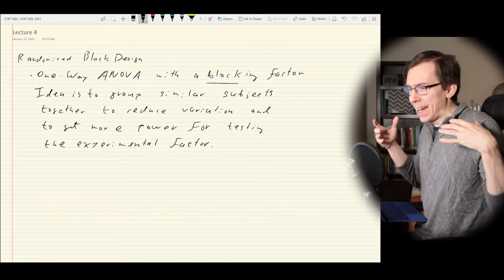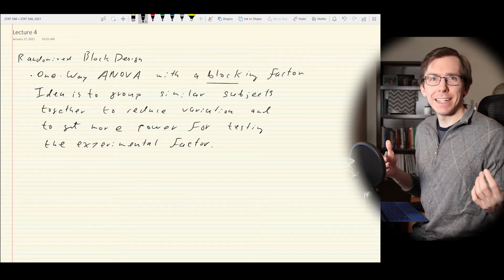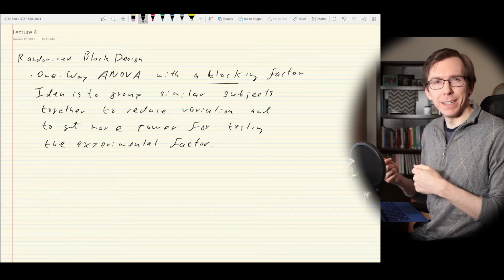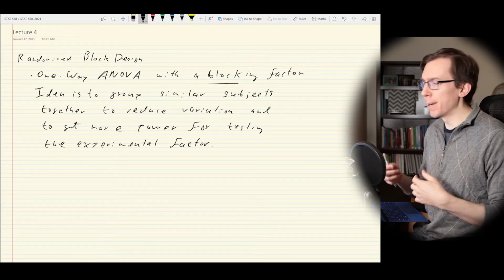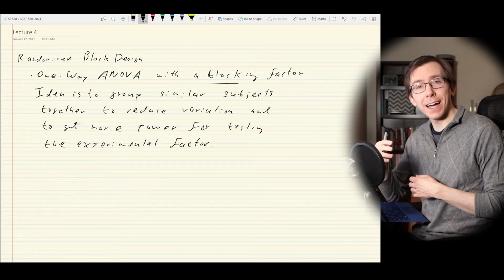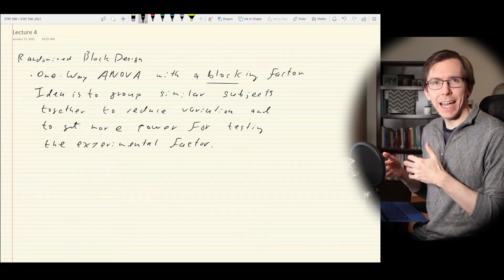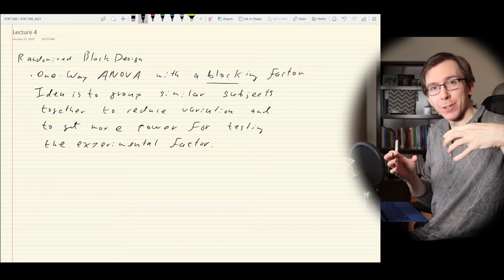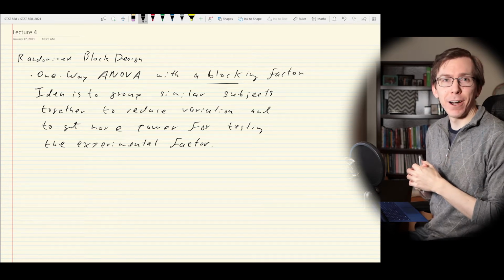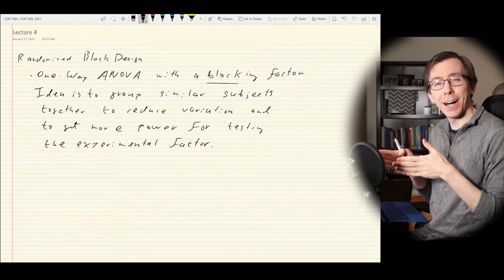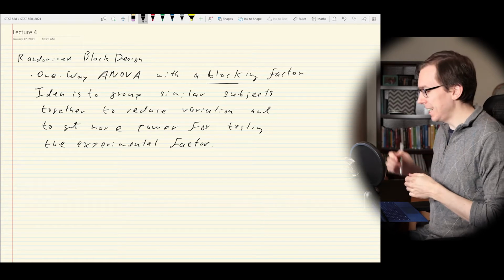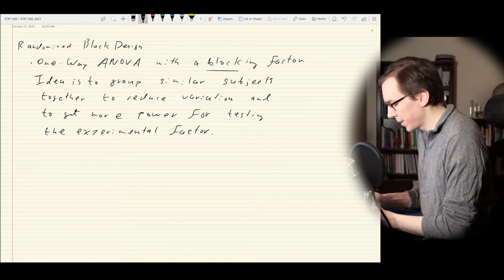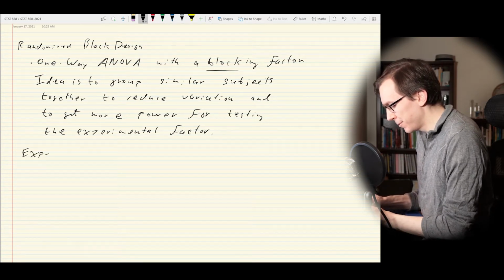So mathematically, a block and an experimental factor act the same way, but the way we treat them in statistics is different, the way we interpret them. Typically, for a blocking factor, we aren't necessarily interested in the outcome. We're really just interested in taking the variation of the blocking factor and removing it from our analysis so that we have more statistical power to focus on the experimental factor.